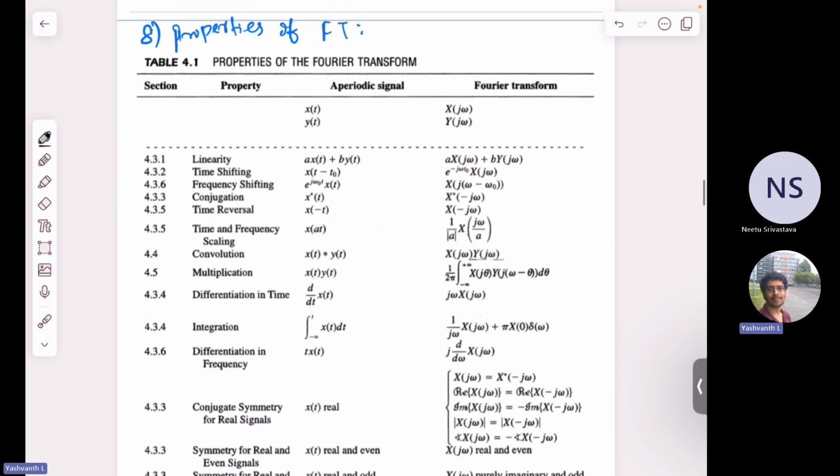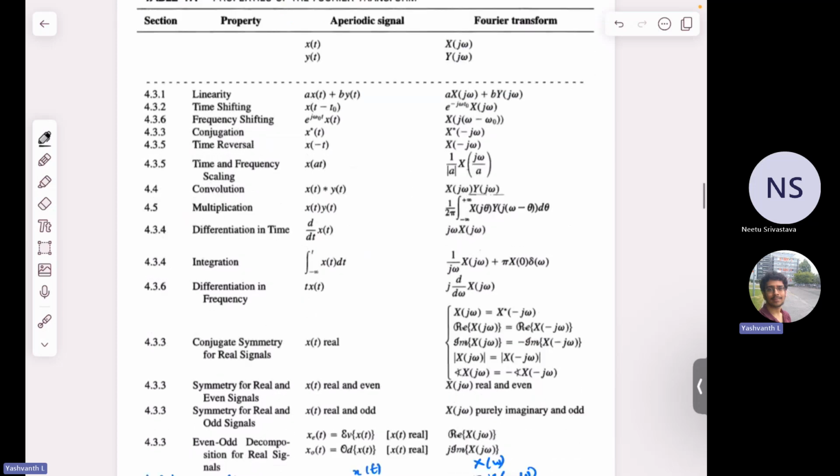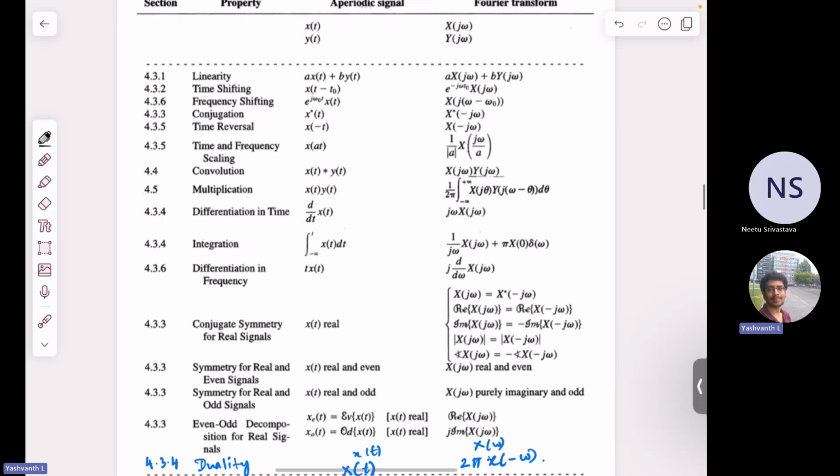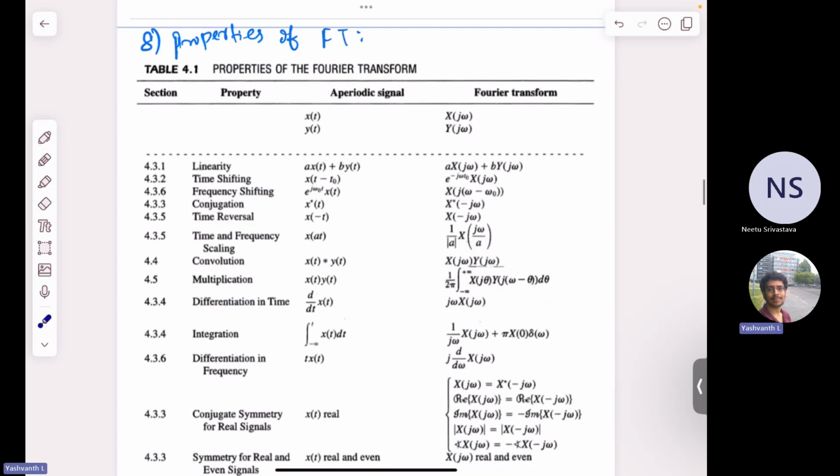Okay. Next is the properties of Fourier transforms. Just like how we had properties of Laplace transform, properties of Z transform, properties of Fourier series, similarly we have properties of Fourier transform also. So the first property is called the linearity property. That is, if I have a times x of t plus b times y of t, the corresponding Fourier transform will be a times X of j omega plus b times Y of j omega. So here X of omega or X of j omega both mean the same. So you see here x of t gives a Fourier transform X of j omega or X of omega. Both notations are same. The source of this material, again, is Oppenheim.